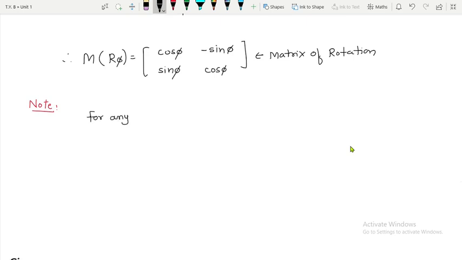capital X is equal to (r cos t, r sin t) transpose, where t is the argument. So I am treating this x as a column vector. So let us see what is the action of this x on the matrix of rotation. So for any x belonging to this R2, this T stands for transpose, note that. So I will just use capital T.